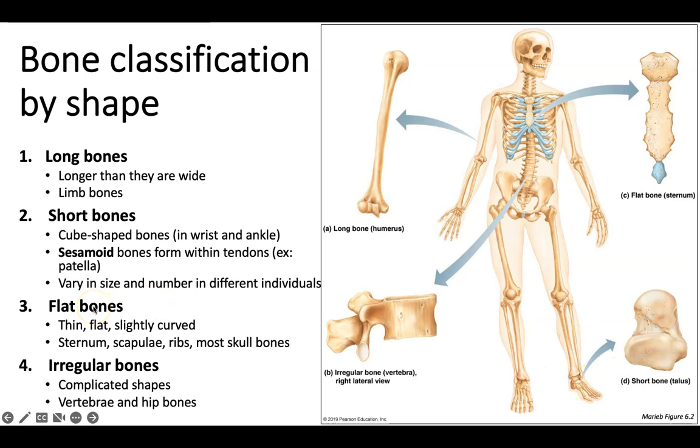Flat bones are thin, flat, and slightly curved. These include things like shown here, the sternum, but also the scapula, the ribs, and most of the skull bones, in particular the bones of the cranium. And finally, we have irregular bones. They don't easily fit into one of these other categories. They have fairly complex shapes. The vertebrae are a terrific example of this, but hip bones can also fall within that category. So we've now classified by location, axial versus appendicular, as well as by shape, long, short, flat, and irregular.